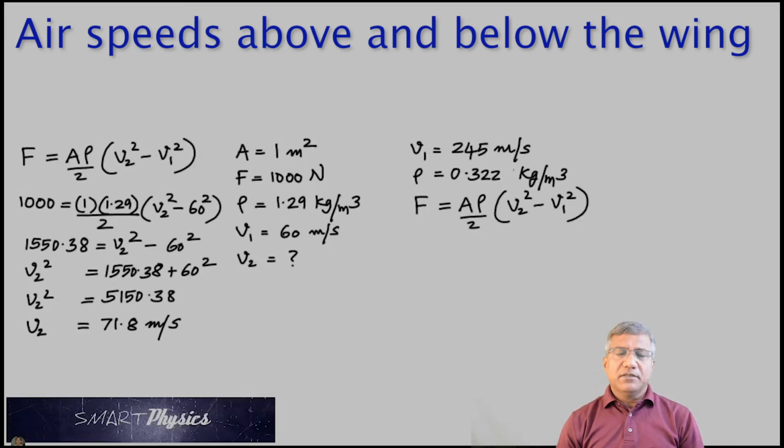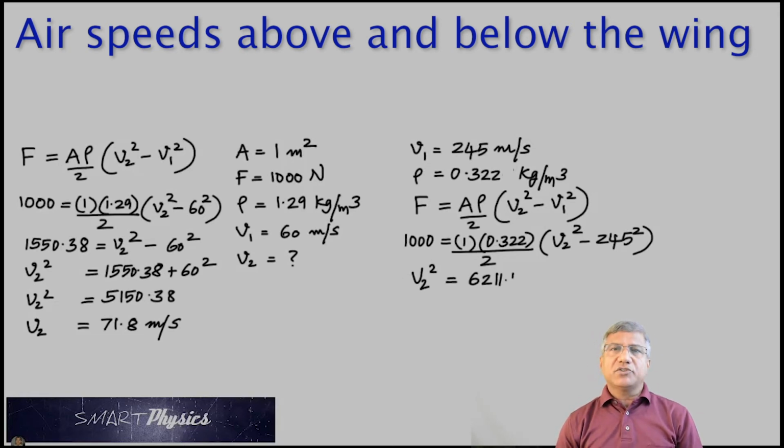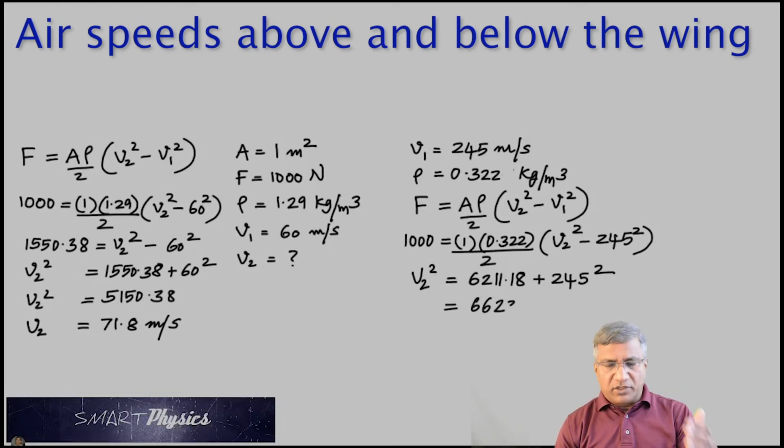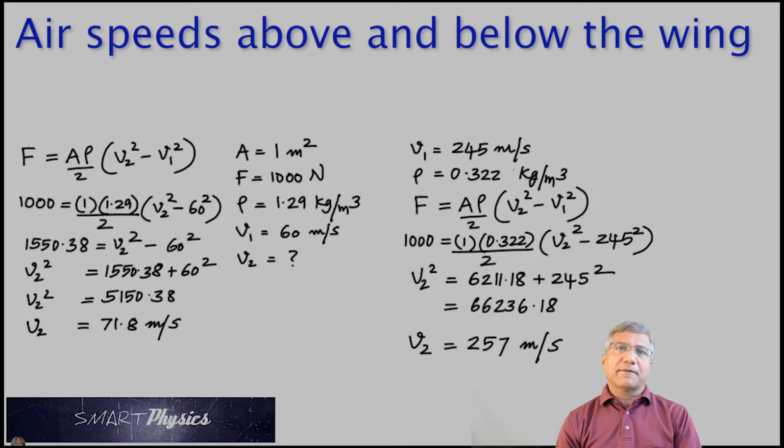The same formula, substitute into that and calculate. Again, we are just going by the rule of thumb that 1,000 newtons is required for every meter squared. That's why we have 1,000 right there, and then you rearrange this and you find that the velocity over the top of the wing is 257 meter per second. So this is how the aircraft is able to stay afloat.